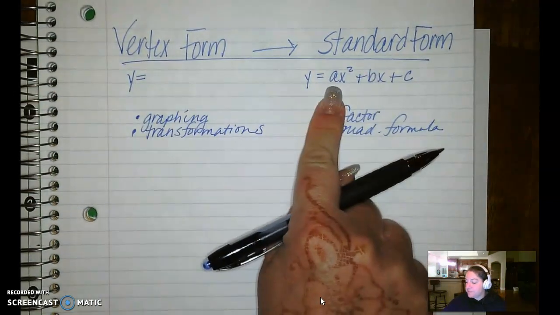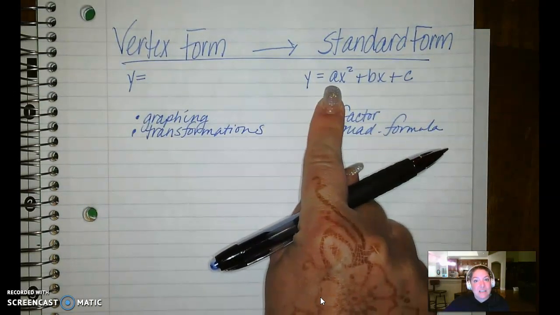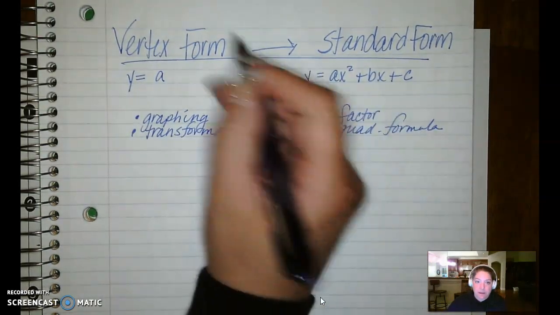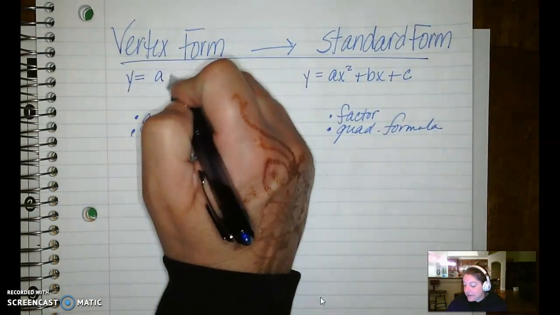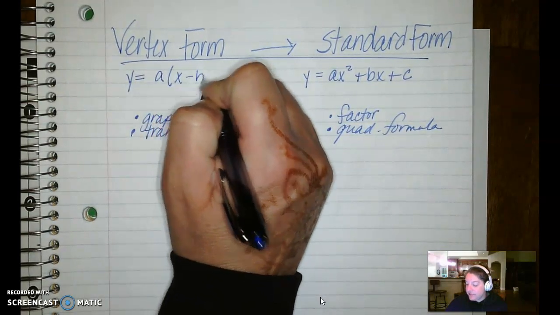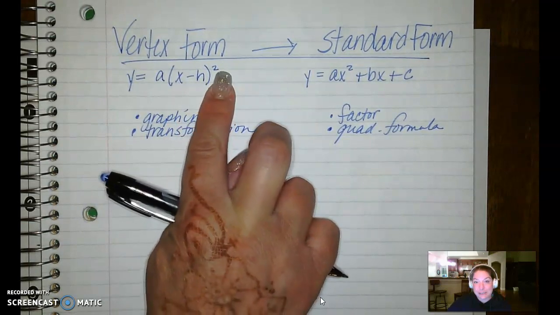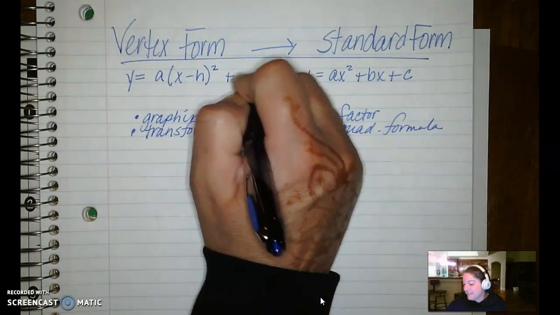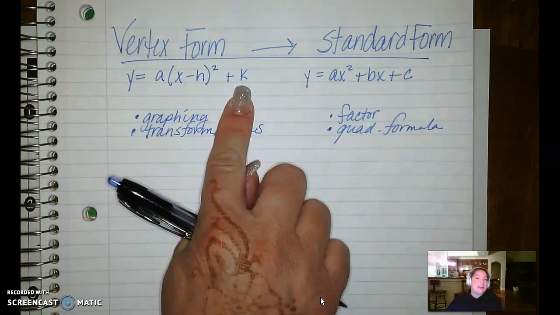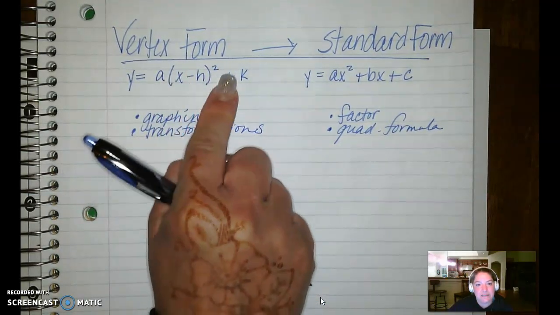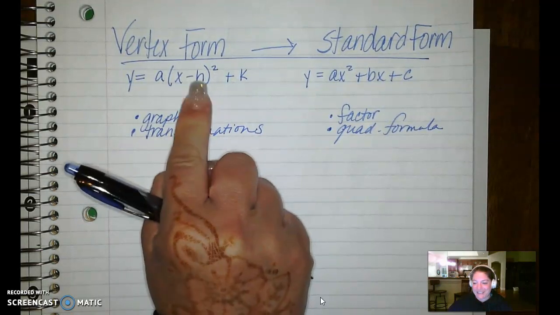First of all, standard form has this A in front, and vertex form does as well. So there's an A, and then in vertex form there are parentheses with something squared, and then sometimes there's a number on the outside. I don't know if you remember what this means.